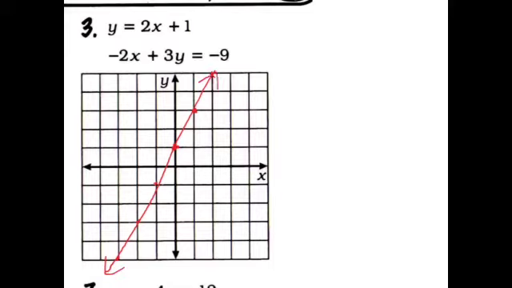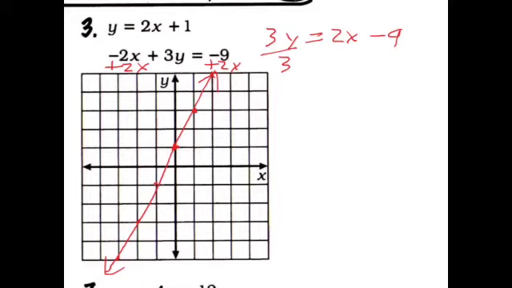I'm going to put an arrow there because I'm going to need a little bit of space here. So this one is not solved for y. You're going to have to solve for y first in order to be able to graph it like we have been. So add 2x to both sides. You'll get 3y equals 2x minus 9.